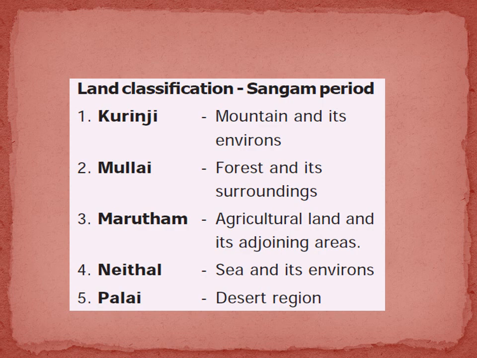Land classification according to Sangam period. Kurunji, mountain and its environs. Mullai, forest and its surroundings. Marudam, agricultural land and its adjoining areas. Neithal, sea and its environs. Palai, desert region.